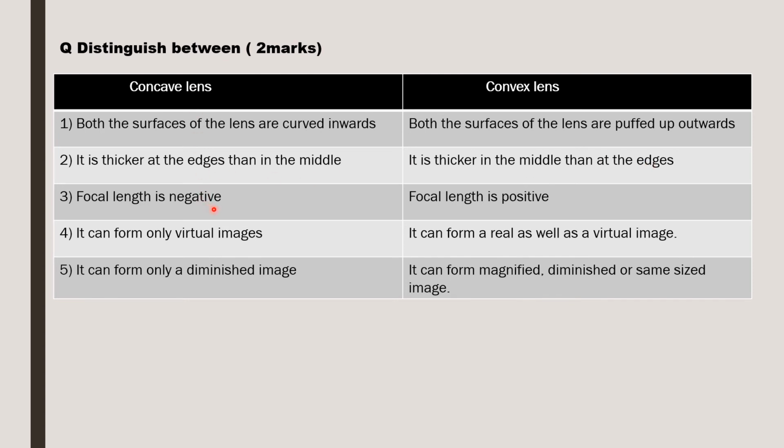Focal length of concave lens is negative, focal length of convex lens is positive. Concave lens forms only virtual image, convex lens forms real as well as virtual image. Concave lens forms only diminished image, but convex lens can form magnified image or a diminished image or same sized image.